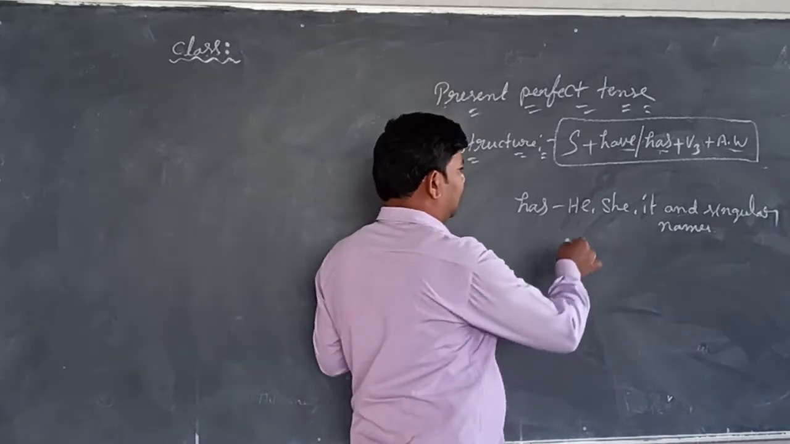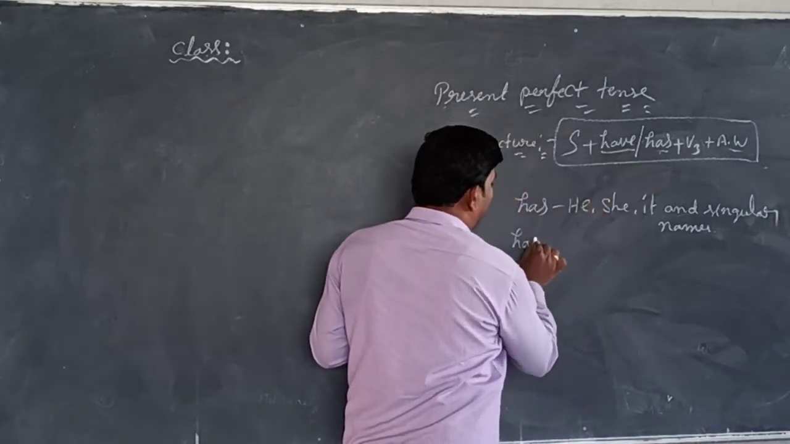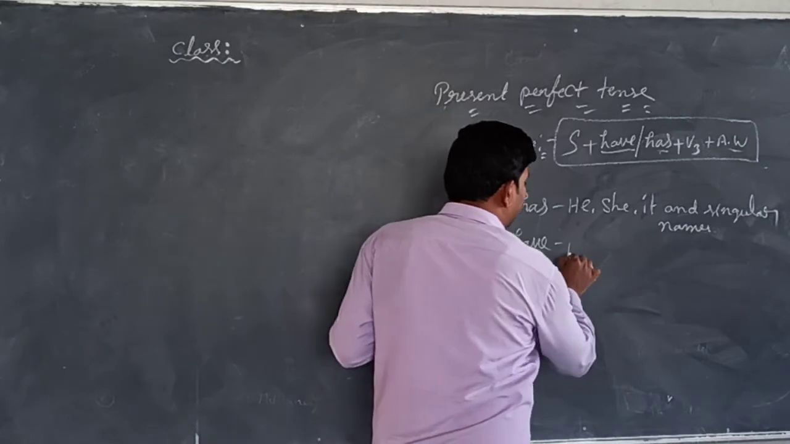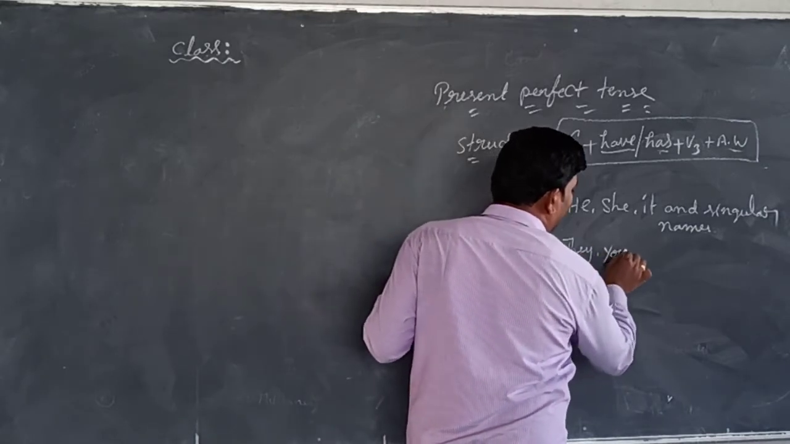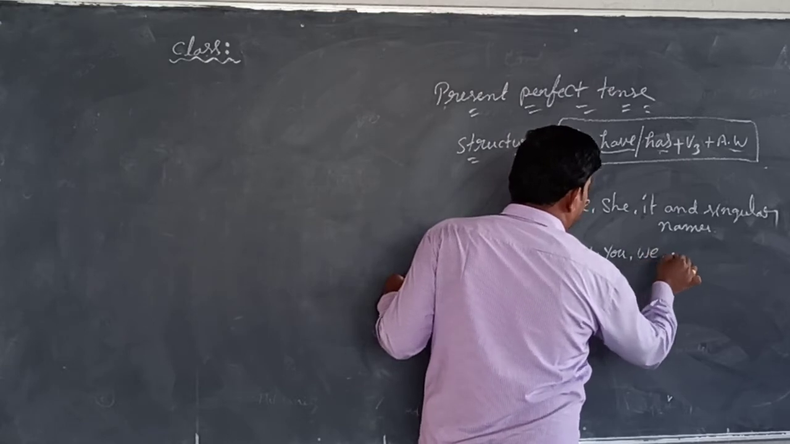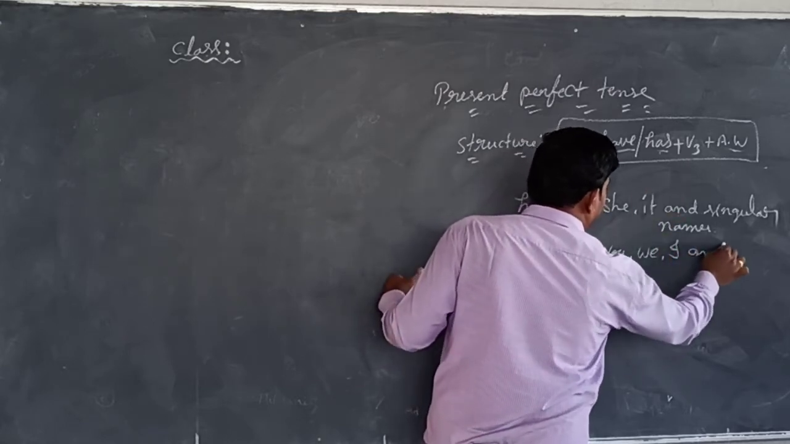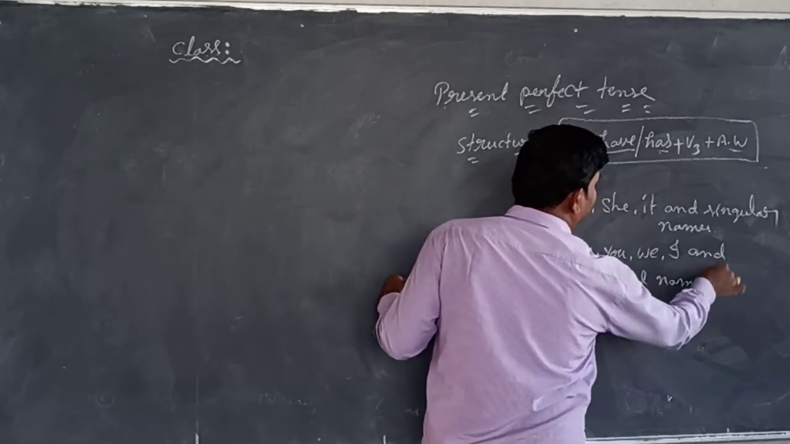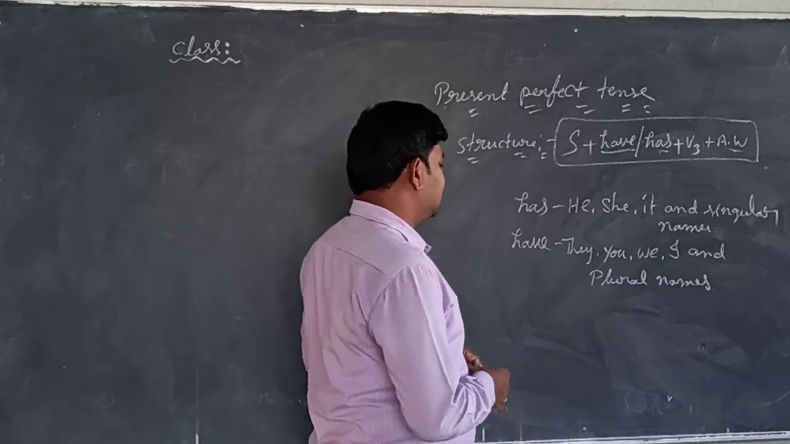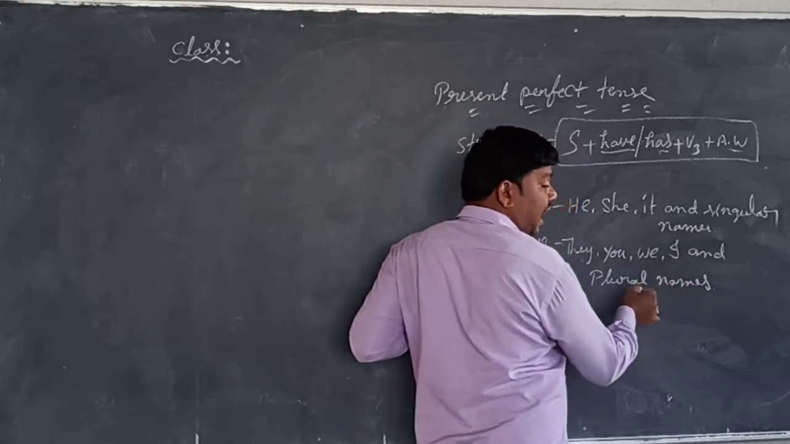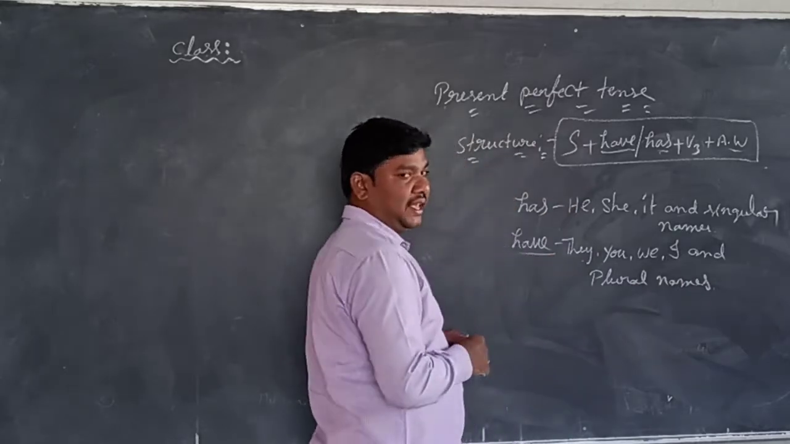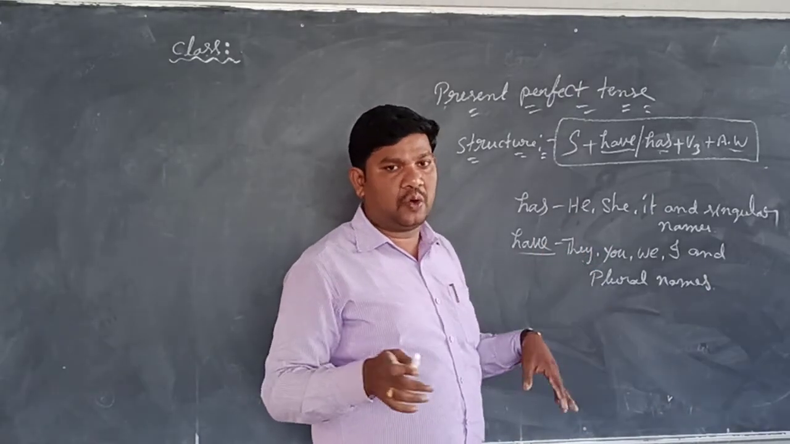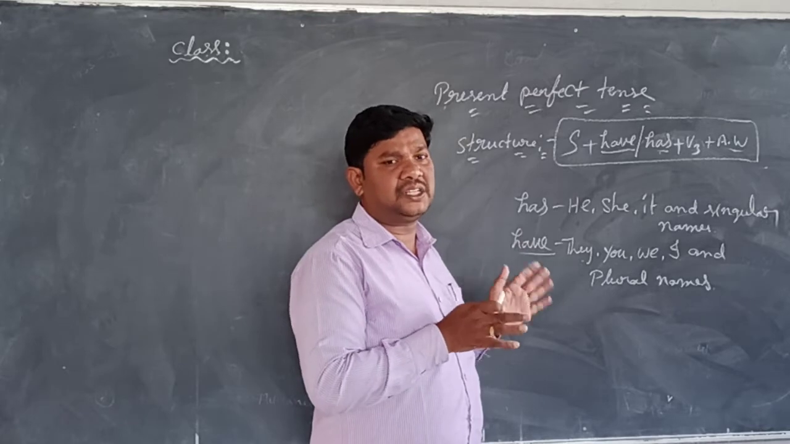Understand, students? Next, have. When do you use have? This is also depending on the subjects. If the subjects are they, you, we, I, and also plural names, then we take the helping verb have only. Students, now you get a clear idea when we use has or have. These are the basics, the fundamentals.